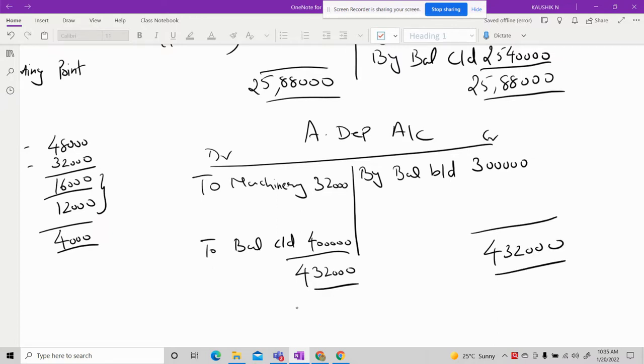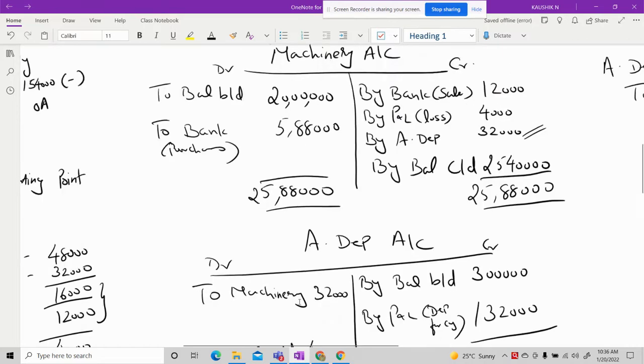So the balance 1 lakh 32,000 will be declared as the depreciation for the year. Which means it will be shown as "by P and L", and within a bracket you can write "depreciation for current year". I hope until this you don't have any doubt. It's clear for everyone. Am I right? Kindly ensure that you don't have any doubt with respect to this problem until this stage. Am I making it clear to you?